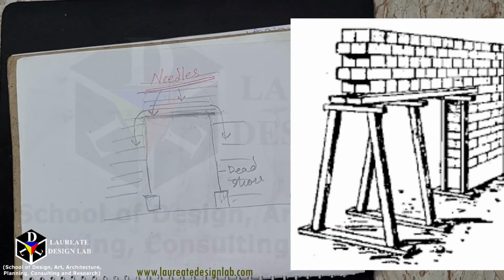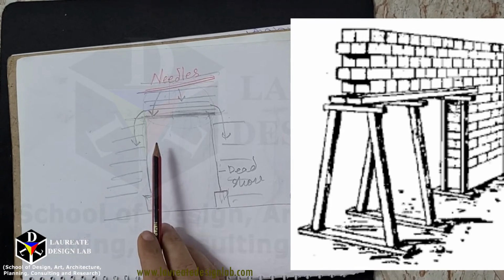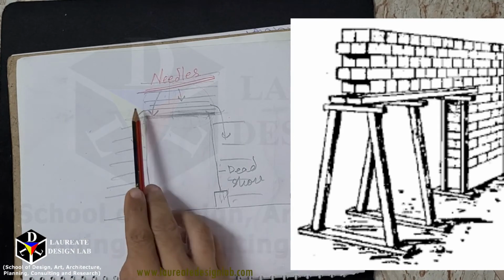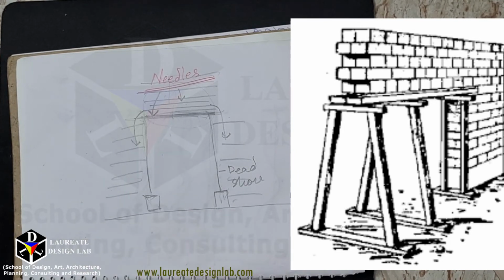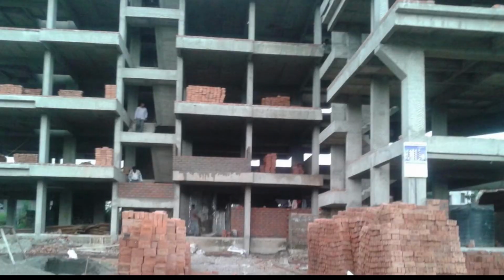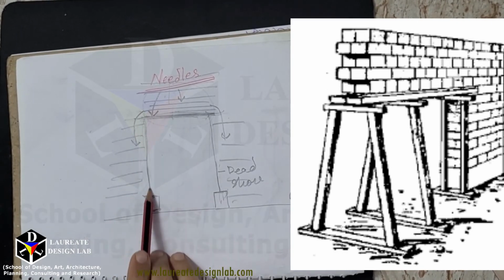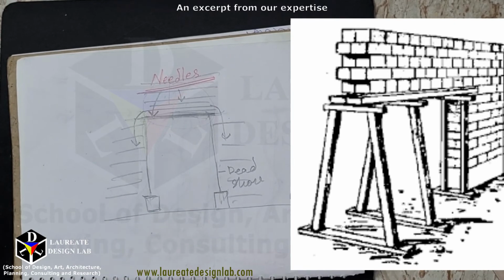That we decide depending on what amount of load is lying above. If you have a modern structure, what do I mean by modern structure? Frame structure, in which the buildings are made of three major elements: columns, beams, and slabs. In that situation, you don't need very rigid, very strong, very durable needles and dead shores. You don't need that.